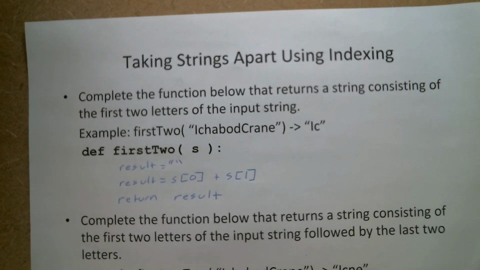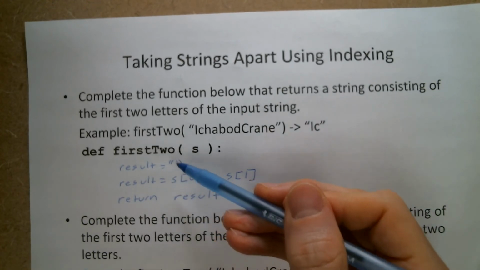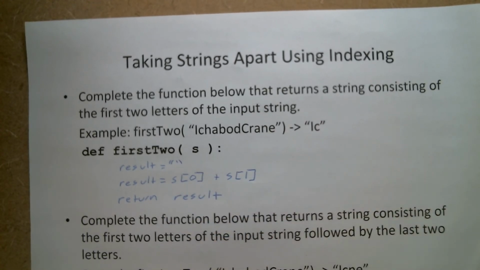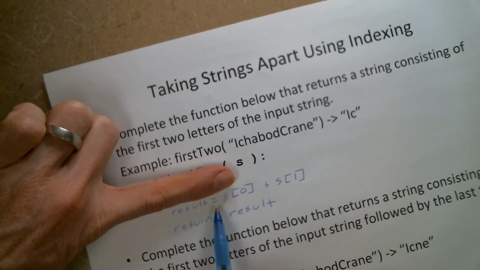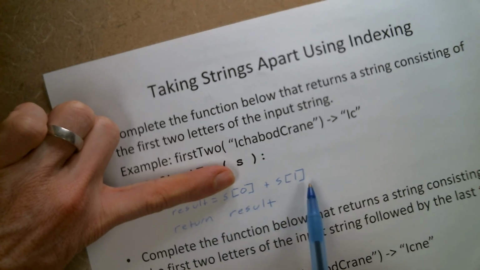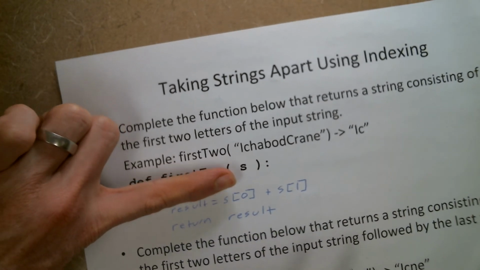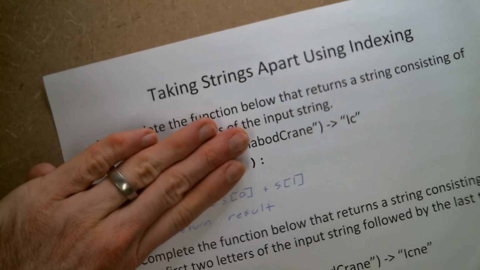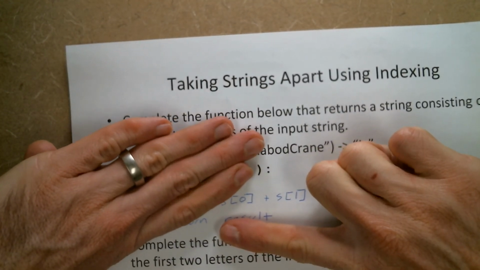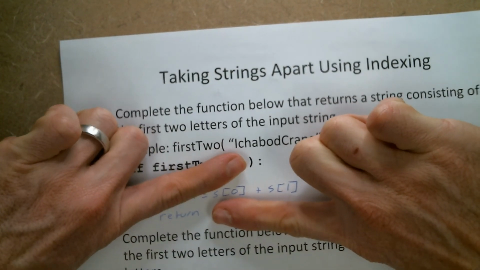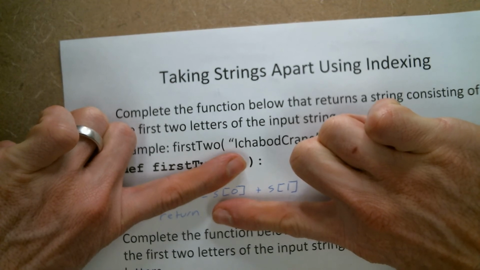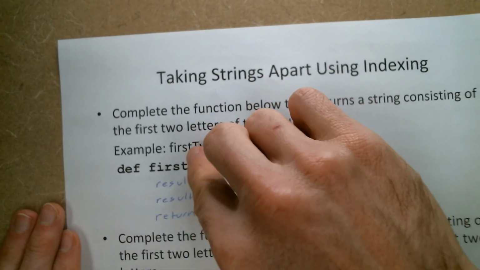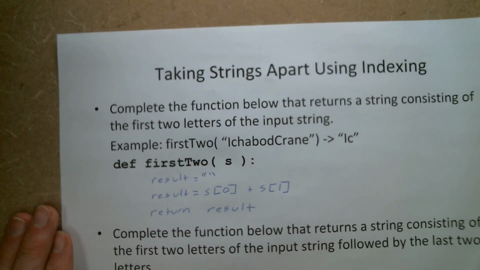Now, a couple of things here. I went through each step just to be really explicit about it, but you could have actually just started with this and said result equals S sub 0 plus S sub 1, and that would have been fine. And you actually could have just done return this calculation. I didn't even need to technically make a variable. I could have just said return S of 0 plus S of 1, and that would have worked as well. But I think early on it's sometimes helpful to go through each individual step.